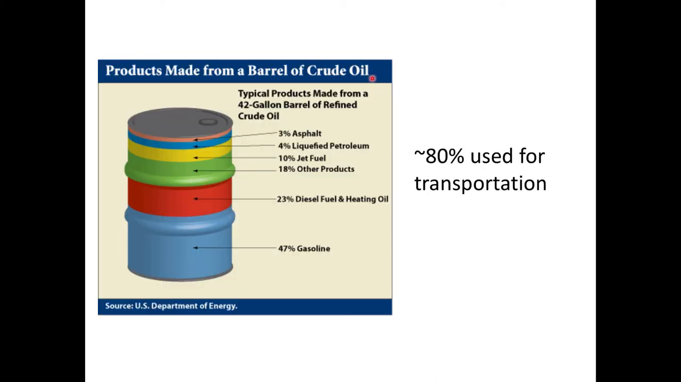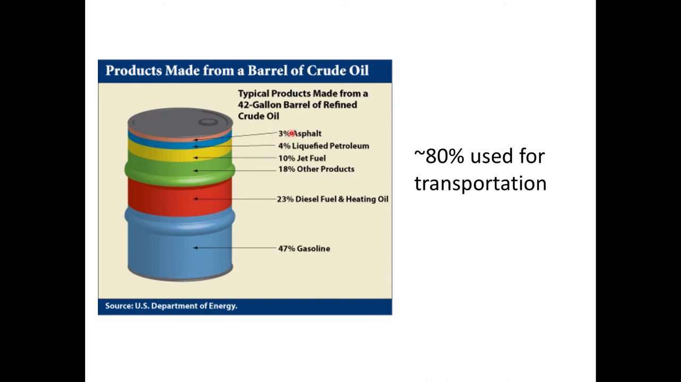If you look at how we use all of the fractions of oil, about 80% is used for transportation to get from A to B. About 47% is used for gasoline in combustion engine cars. About 23% is diesel fuel for trucks and heating oil. About 10% is jet fuel. So almost 80% is used for transportation.